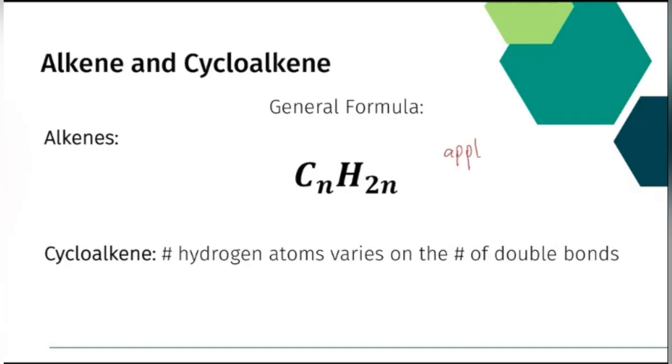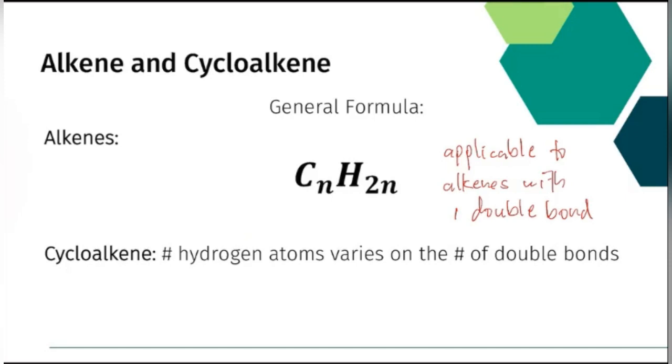Applicable to alkenes with one double bond. If there are more double bonds, the hydrogen will have less numbers, so it will change the general formula. So this general formula is only applicable to one double bond. For cycloalkenes, since it's cyclic, there will also be a varying number of hydrogen atoms depending on the number of double bonds.